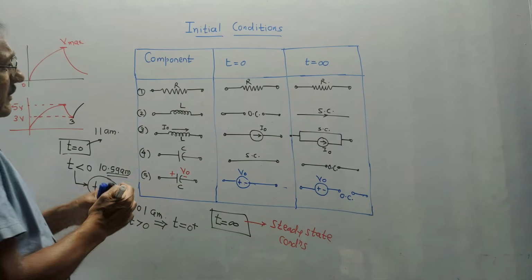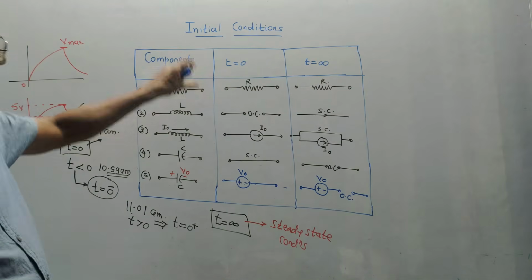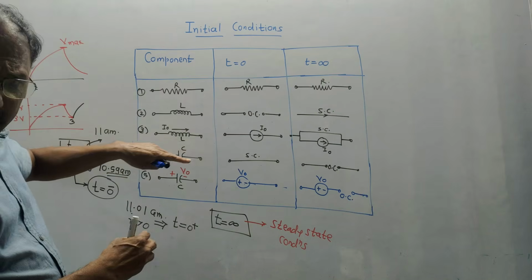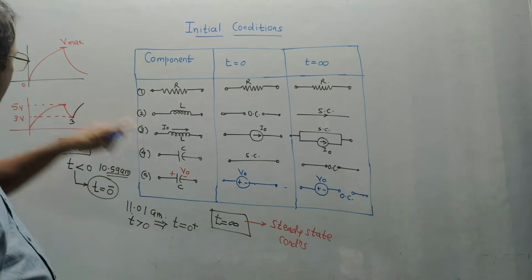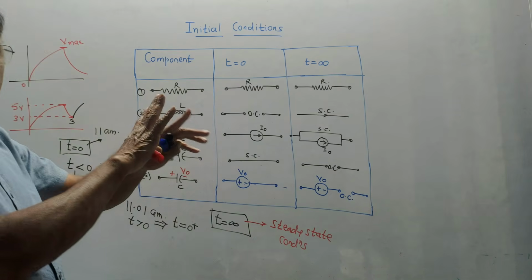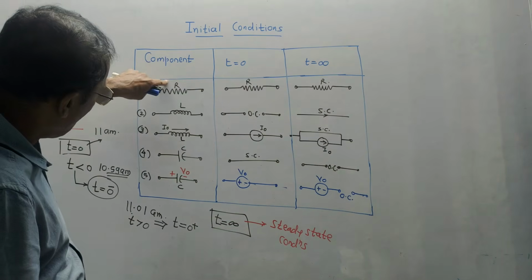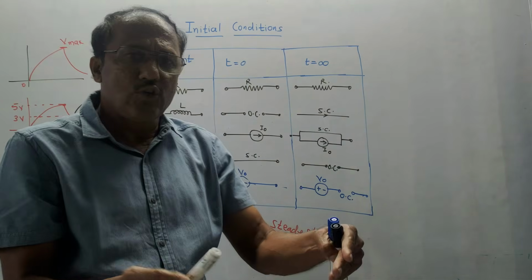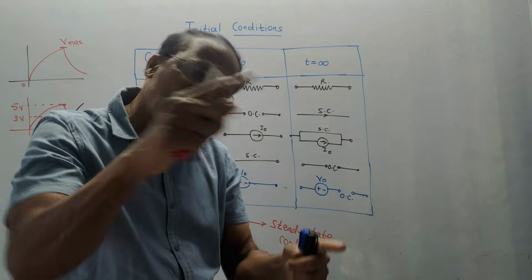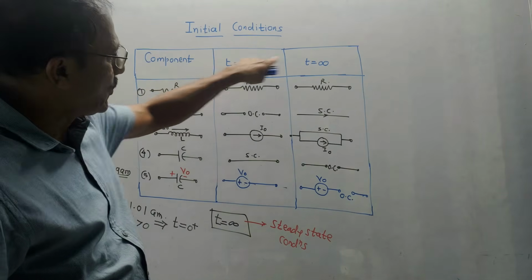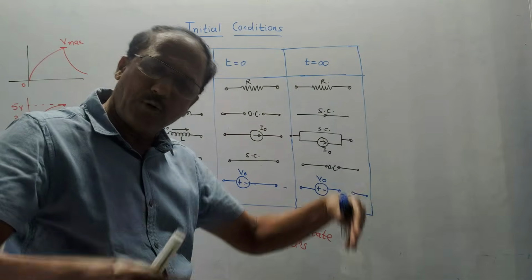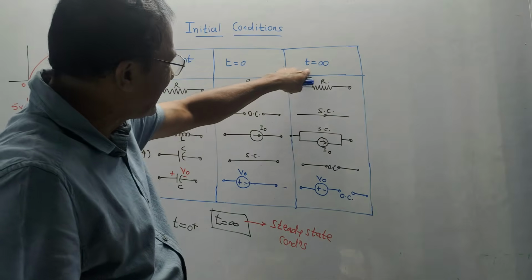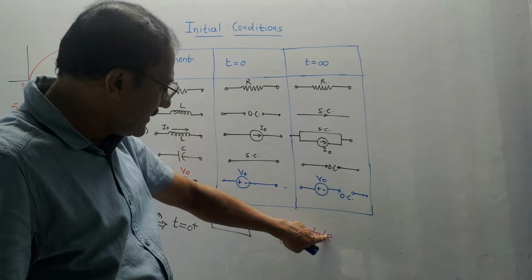Now, this table is very important as far as initial conditions are concerned. What does this table indicate? Every element has some initial conditions. As I mentioned, a resistor is not a storage element, so there are no initial conditions for the resistor. So I have drawn the symbol of the resistor. T equals 0 means what? It is the time at which you have closed the particular switch and started some experiment. T equals infinity means you have started performing some experiment and you are continuing it ideally for infinite time, and it is also known as steady state condition.